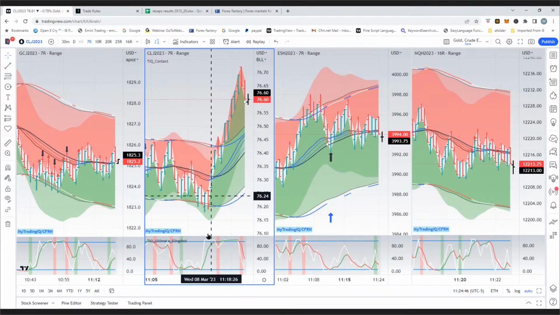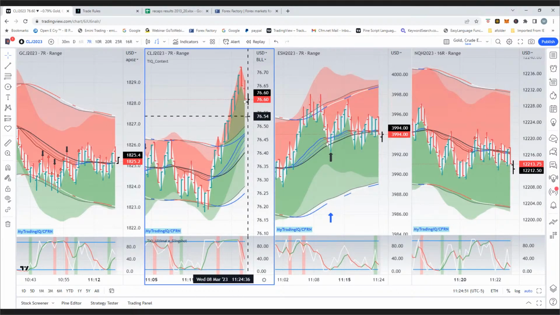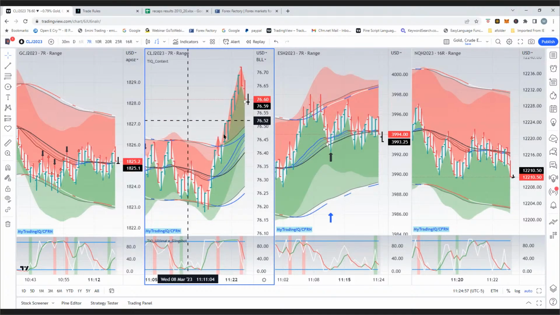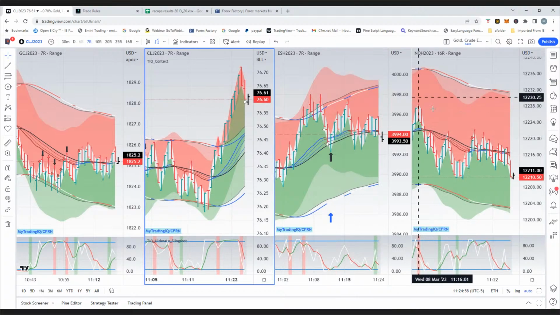The crude oil has pulled back enough so it might give us an arrow on an up close, but it is going to be time for me in 6 seconds to do the spreadsheet. So it looks like I'm going to end up with no trades on crude, and all these other markets are ending flat. All right, now I do the spreadsheet at 11:25, and you can see it is right now 11:25.